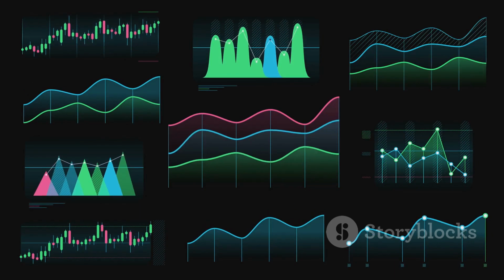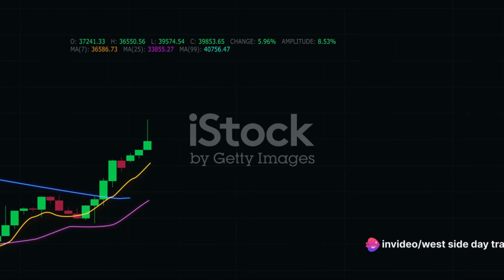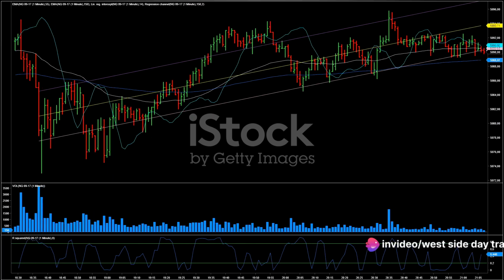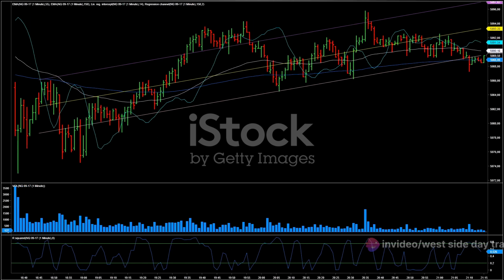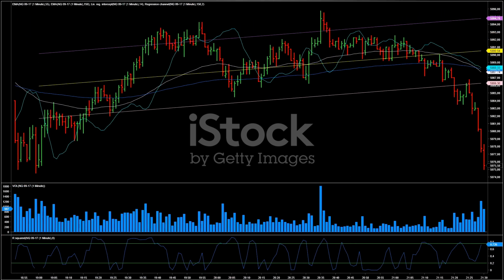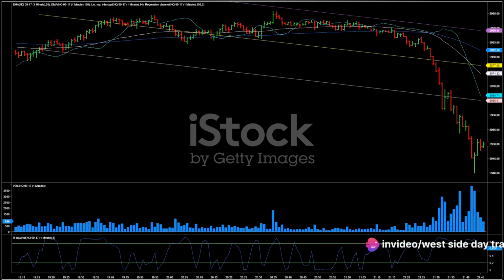Let's consider a hypothetical scenario. A popular tech stock enters a demand zone. The price starts to rise, indicating a strong demand. By recognizing this zone, you could have bought the stock at a lower price and made a profit as the price rose. And there you have it, a step-by-step guide to using supply and demand zones in day trading.